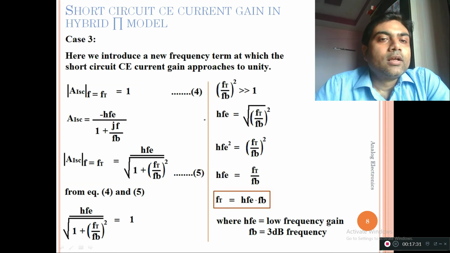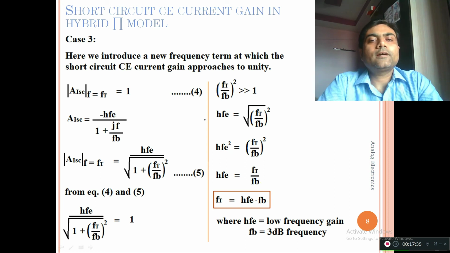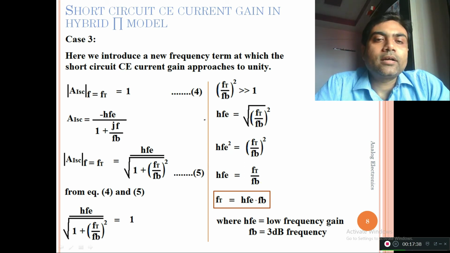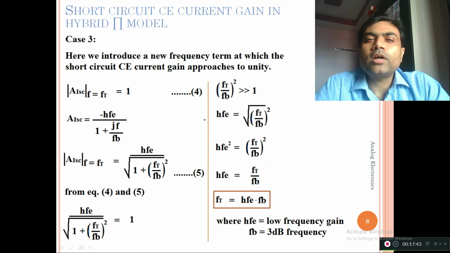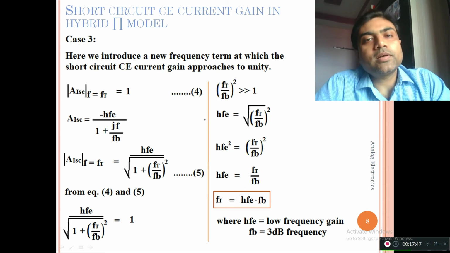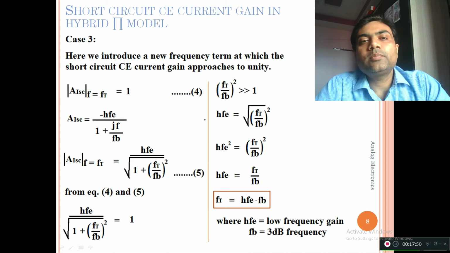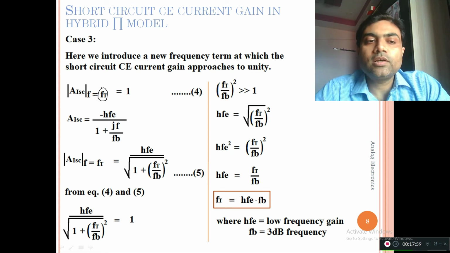Okay. Now another term which we are going to introduce here is the new frequency term, and when we want that gain approaches to unity. Now we are moving to the gain bandwidth product topic. Okay, so consider that frequency where the short circuit gain becomes 1. So equation number 4 is giving me the same scenario. Here I am introducing a term Ft. So Ft is the frequency. When F becomes Ft, we are saying that this gain becomes equal to 1.